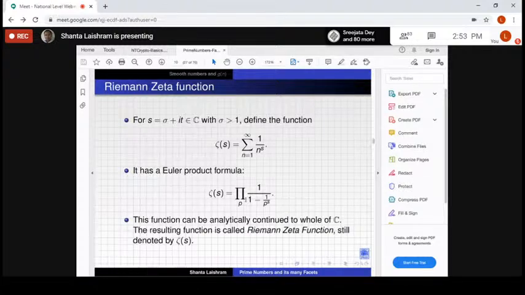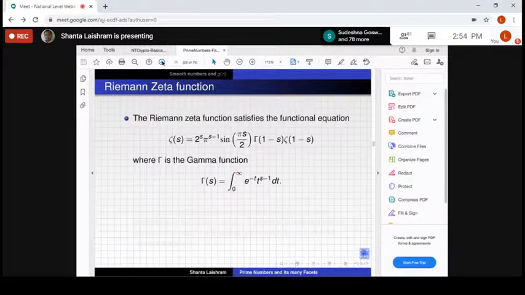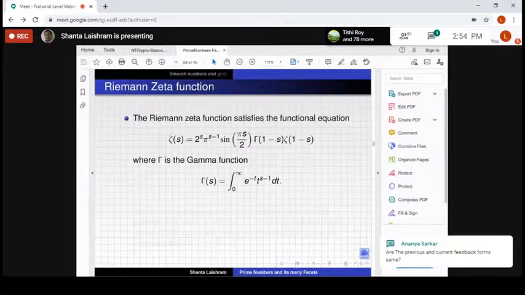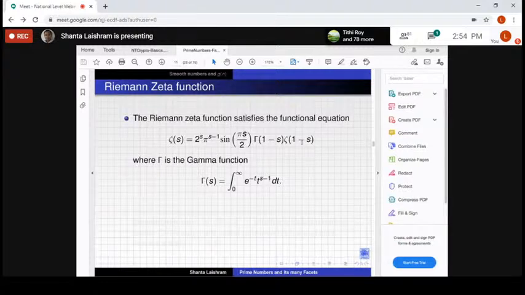If you have learned some complex analysis, one can easily show that this zeta of s can be analytically continued to the whole complex plane. The resulting function is called the Riemann zeta function. We still denote it by zeta of s. And zeta of s satisfies this functional equation, which is given by zeta of s equals 2 to the s times pi to the s minus 1, times sine of pi s by 2, times gamma of 1 minus s, times zeta of 1 minus s. So basically, if you know zeta of 1 minus s, you know zeta of s, and vice versa. And here gamma is the gamma function defined here.